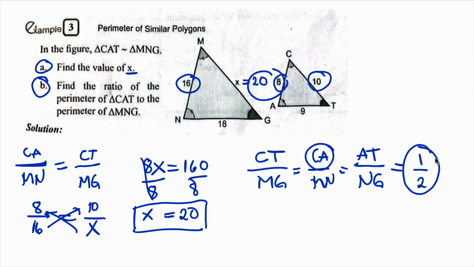So we just need to find the ratio or the scale factor of these two triangles, and we finally get our final answer, which is 1 half. That's it. We finally get the correct answer, which is 1 half, and that's all. See you in our next example.